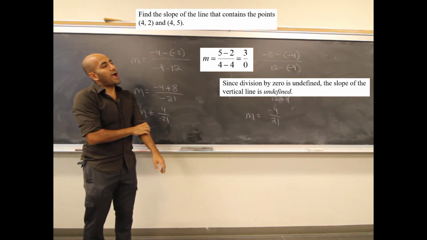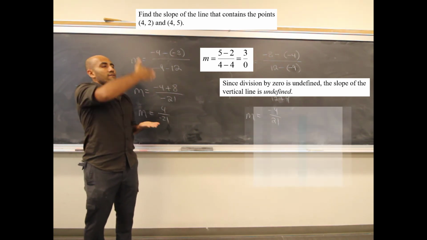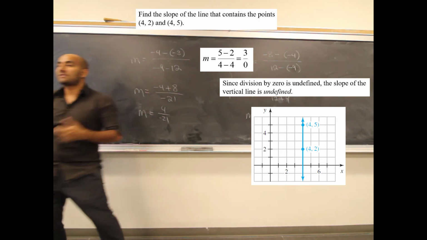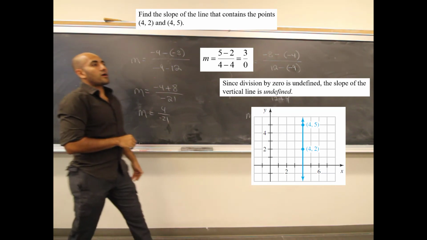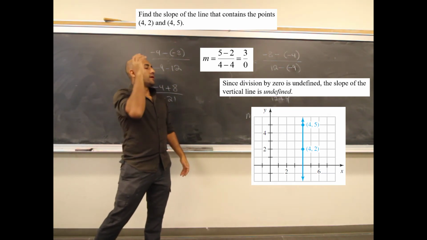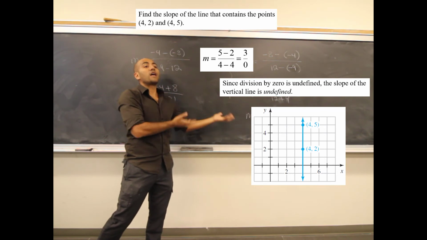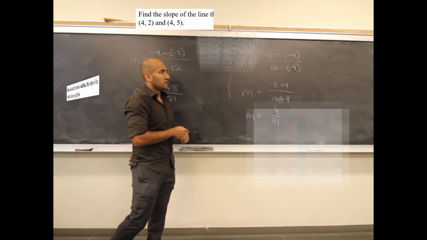And what happens when we graph these 2 points? They form a line that is vertical. It's a vertical line because they both have the same x value, so they look like this. Okay, and so that's the general rule. For any vertical line, the slope is undefined, right? Vertical lines have undefined slopes.